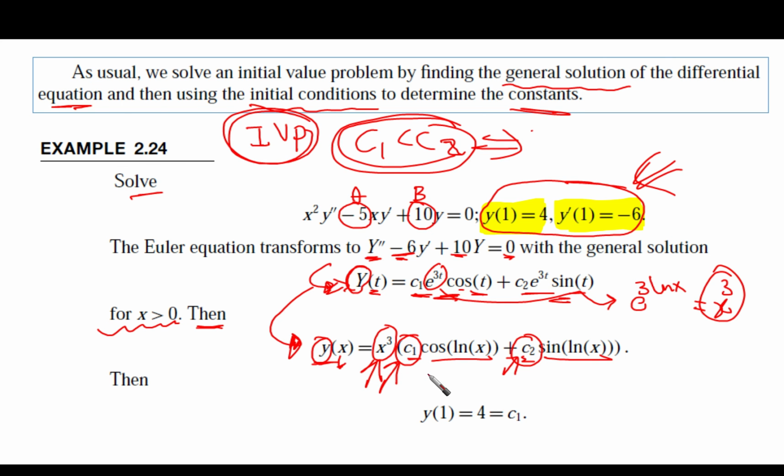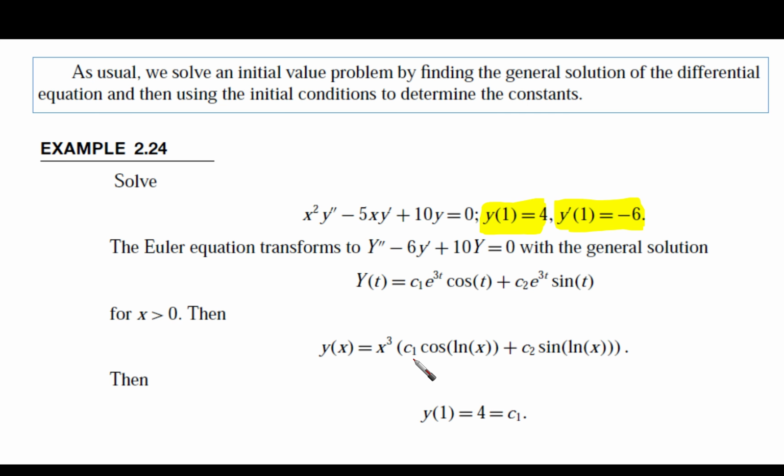Okay, let's go to this again, our boundary conditions. Yes, our boundary conditions are at x equal to 1: y of 1 equal to 4, y prime of 1 equal to minus 6. So we are going to substitute here. So y of x means that y of 1 equal to 4.